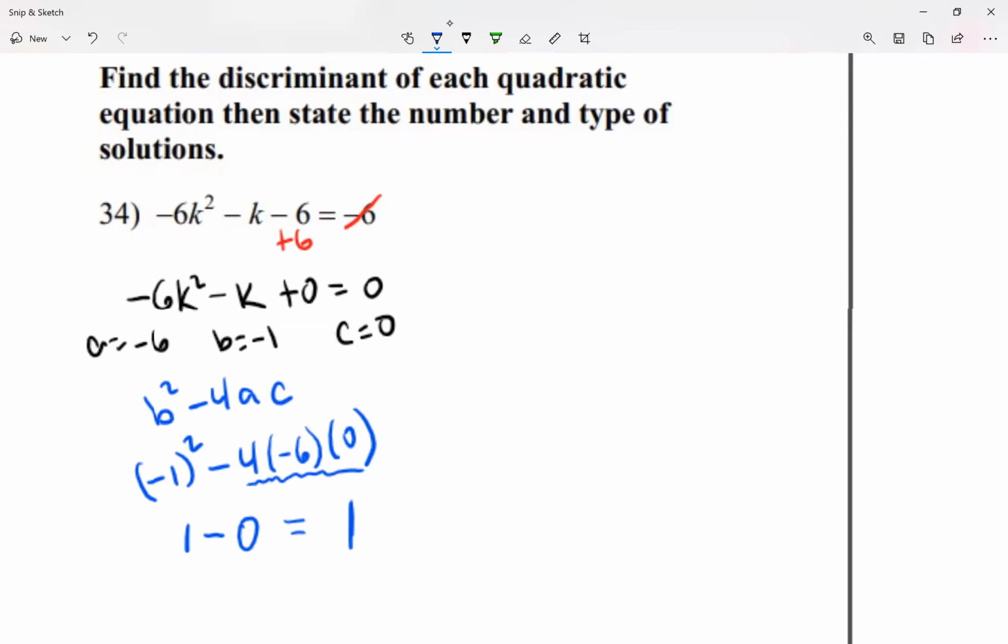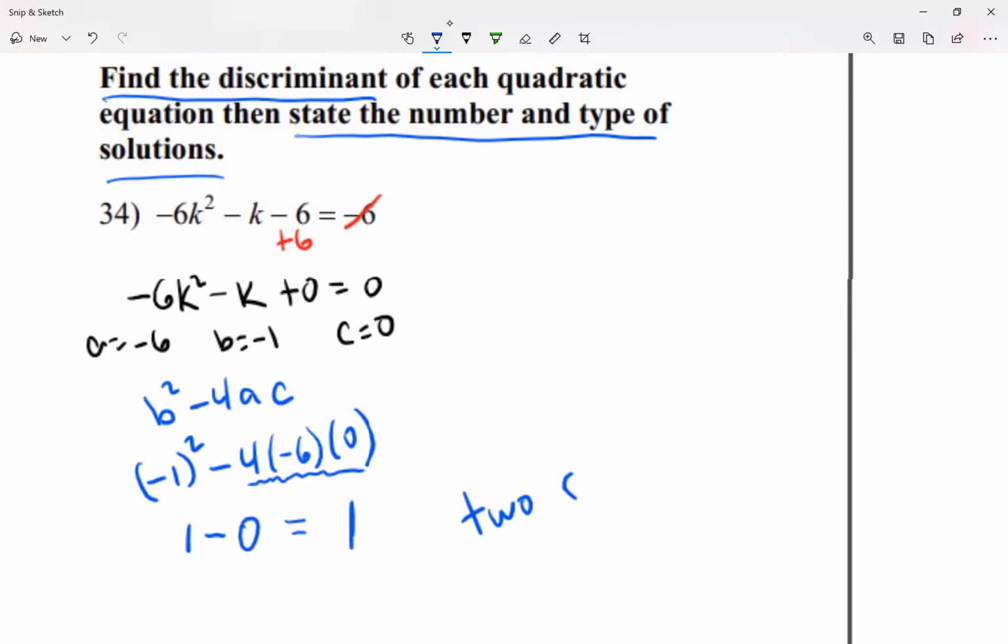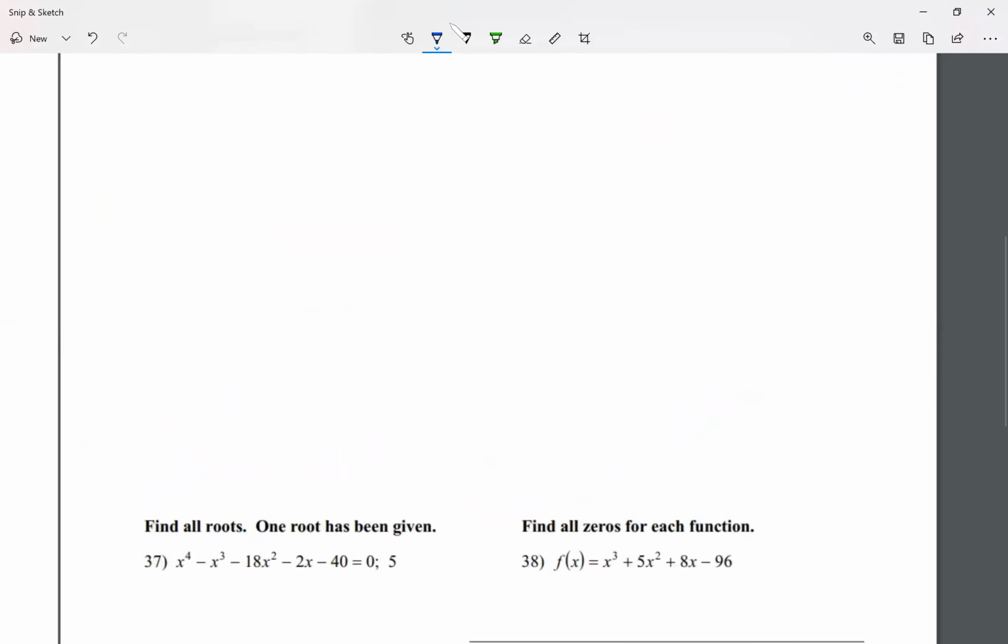Okay, remember it says find the discriminant of each quadratic equation. So if I ask you to find the discriminant, it's 1. Now, if I ask you to state the number and type of solutions, because my discriminant is positive, it will be 2 real solutions. So if I ask you for the discriminant, it's just positive 1. If I ask you for the number and type of solutions, 2 real solutions. We talked about this before, so you should know those.